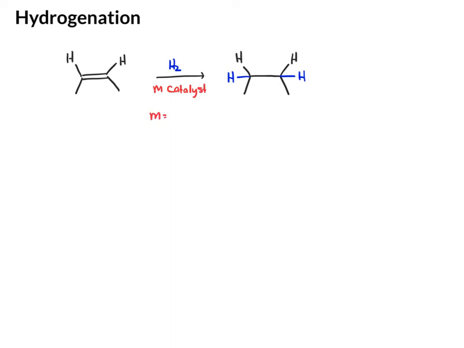Common metals include Pd/C, that is palladium on carbon. It's basically palladium metal dispersed over charcoal. Platinum, nickel, there's others. These are probably the three most common. Having one of these metal catalysts is necessary for the reaction to occur at a useful rate.